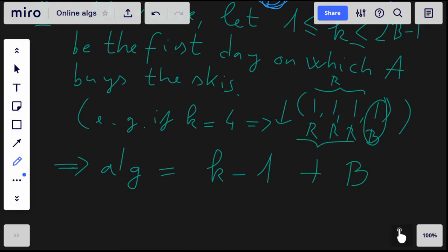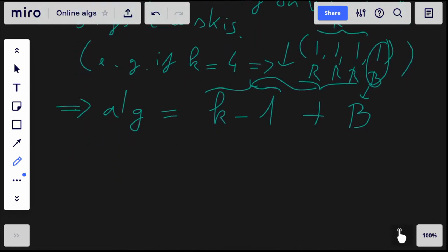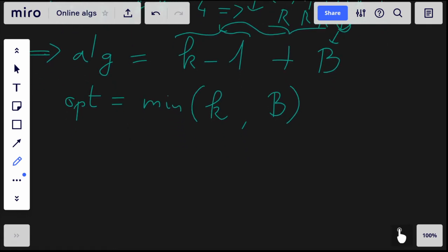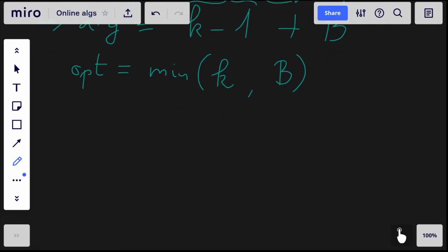So this is the renting cost, right? It's K minus 1 days plus the cost of the skis. And then the optimum is always the minimum of K, the number of the days, and B. Now there are two cases, because the minimum can be either K or B.